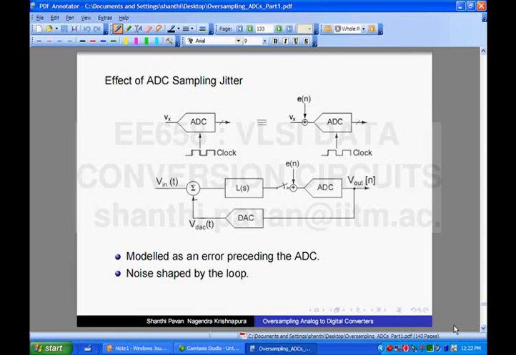Now, you replace the A to D converter in the loop, being sampled with a jittery clock, by this model that you have for the jitter process, and you can see that lo and behold the error in the A to D converter due to clock jitter adds in the same place as the quantization noise, correct? So since it adds in the same place as the quantization noise, what is the effect of this E of n due to clock jitter?